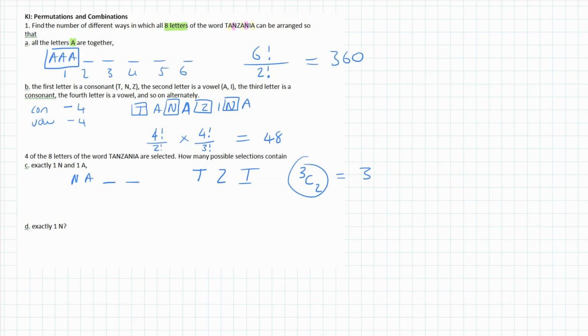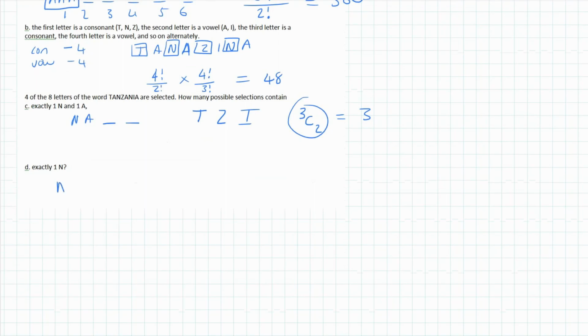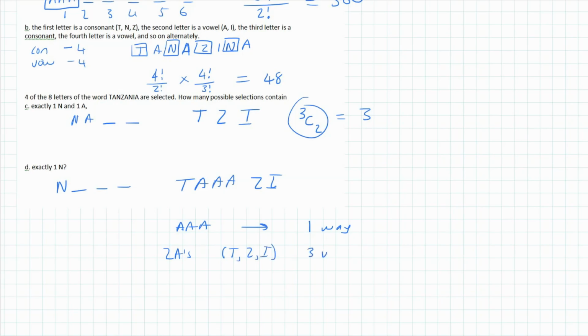Okay. All right, exactly 1 N. How do you get exactly 1 N? Well, you choose an N, and then the other letters that you've got are T, A, Z, I. Now, the way I thought about this is I decided, well, for my other 3 letters, I could choose the 3 A's. And there's only one way of doing that. You choose 1, 2, and 3. Now, I could have 2 A's, and that would leave me with what left over? Well, I'd have T, Z, and I, and hopefully you can see that there are 3 ways you can have 2 A's.